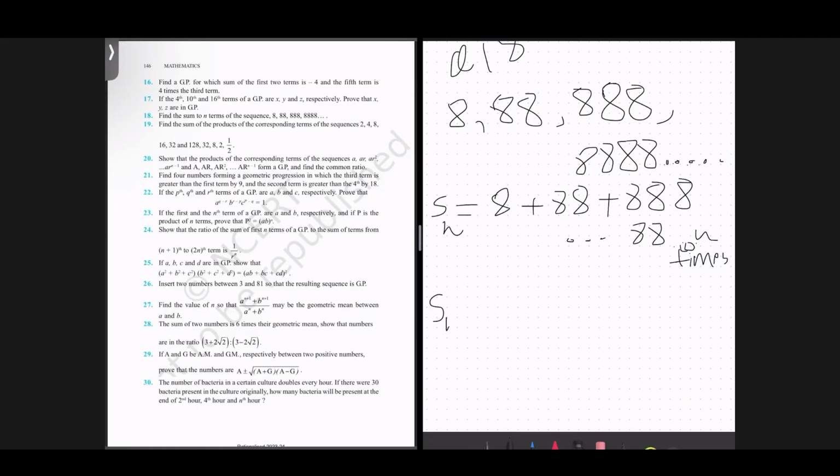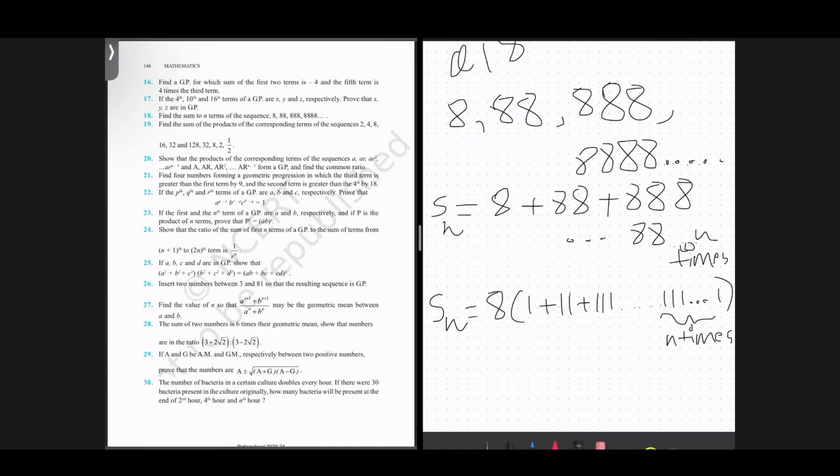So can I write Sn as 8 taken out common? What I'm left with is 1 plus 11 plus 111 and going up till 11 n times, correct? I've just taken out 8 common from all these terms, and that happens because when I multiply 8 into the bracket, what I'm going to get is the sequence that I started with, right? 8 into 1 is 8, 8 into 11 is 88, 8 into 111 is 888, and so on and so forth, right? I've done nothing but I've taken 8 common.